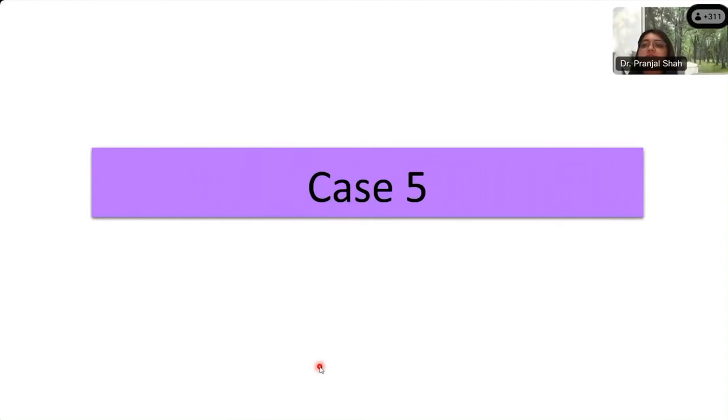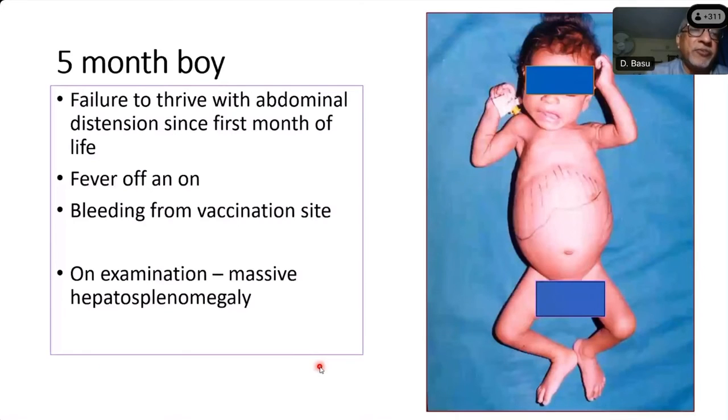So case number 5, again, we sent you a photograph of a 5-month-old boy. Failure to thrive with abdominal distension since the first month of life. Fever on and off and bleeding from the vaccination site. Right. So could you interpret the history, Pranjal? Yes, sir. So from the given history, it is a 5-month-old.